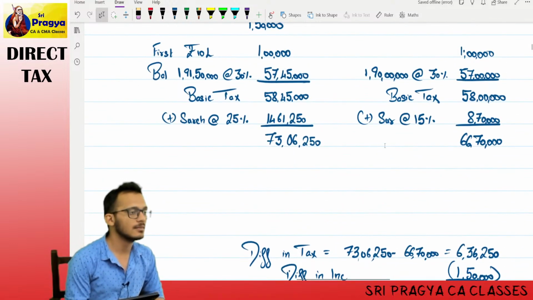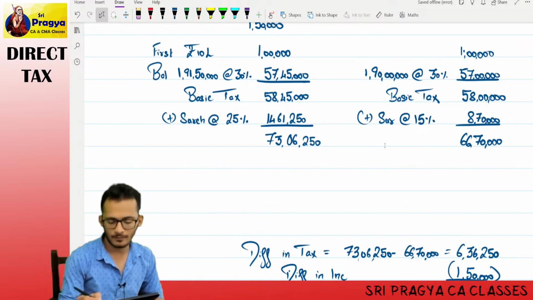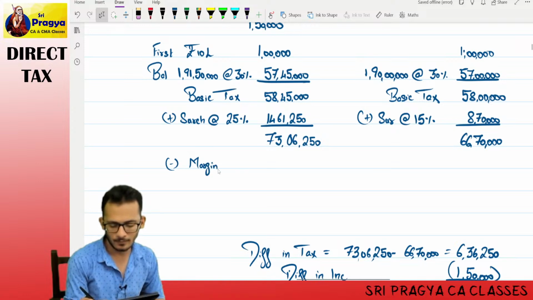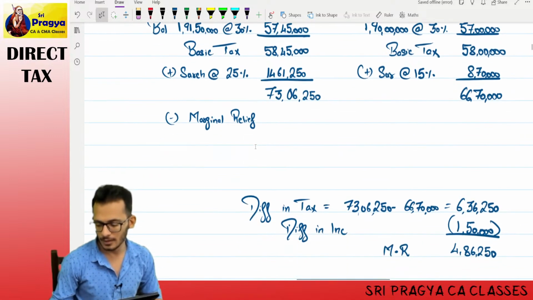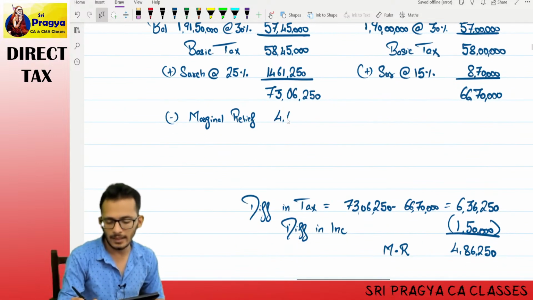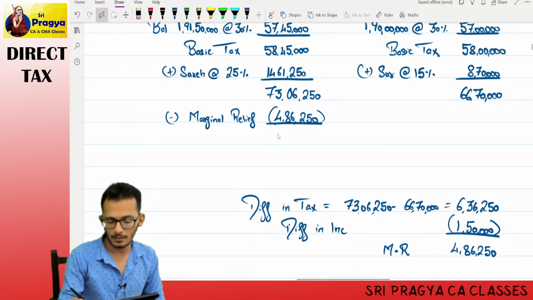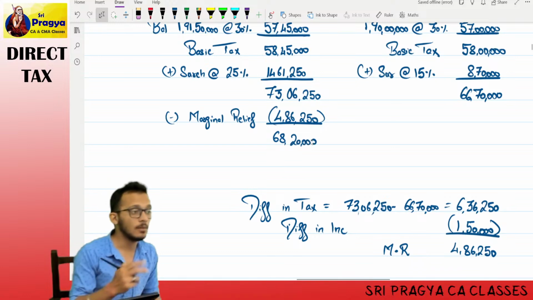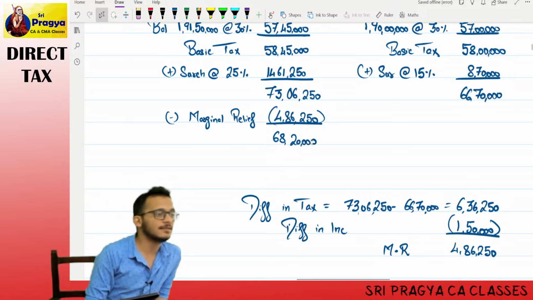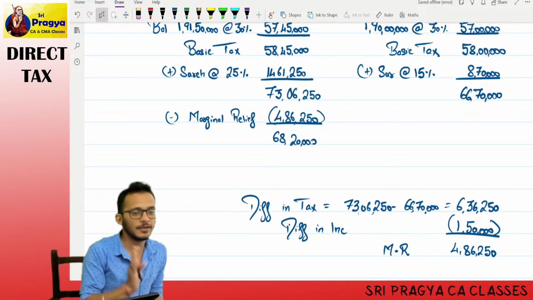Which side is more? That is the side I'll reduce from. So minus marginal relief. Number is on the bottom. It is 4,86,250. Now my tax is 68,20,000.